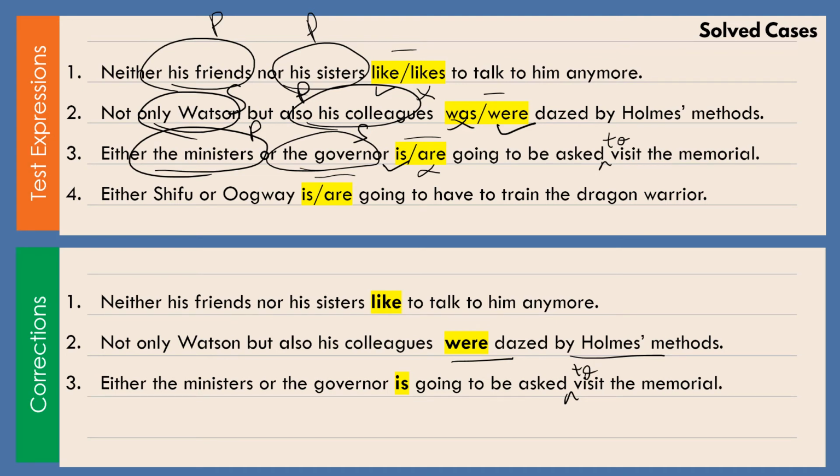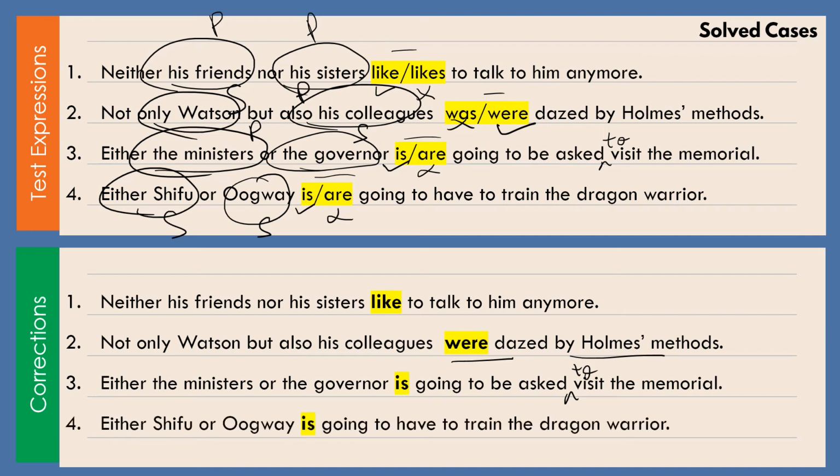Okay. Next: either Shifu or Oogway is or are going to have to train the dragon warrior. Both of them are singular subjects. And the singular subject also happens to be more proximal to the verb, right? The second singular subject. So the verb should take the singular form, not the plural form. Either Shifu or Oogway is going to have to train the dragon warrior.